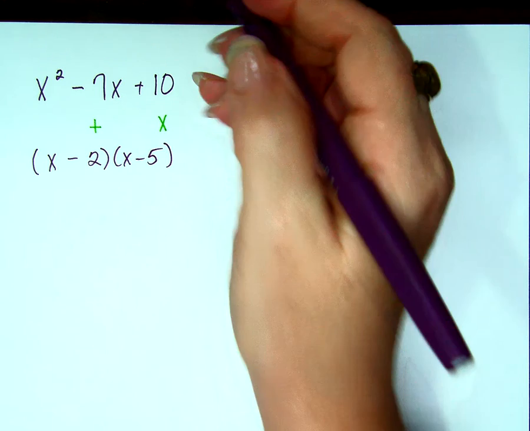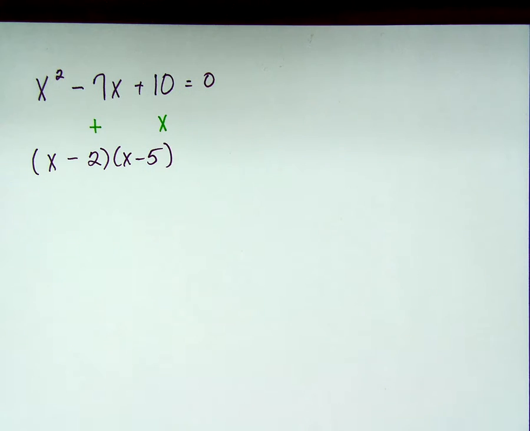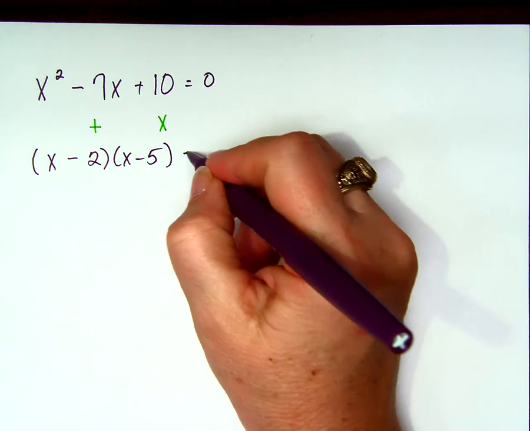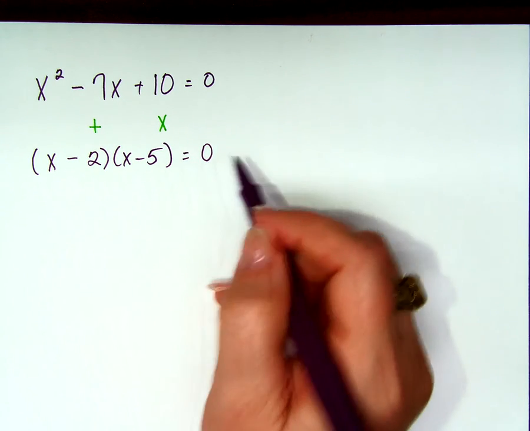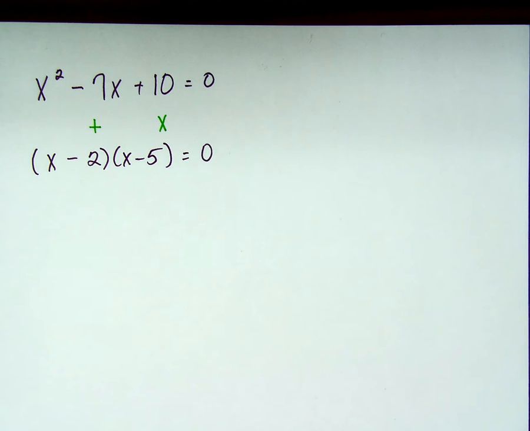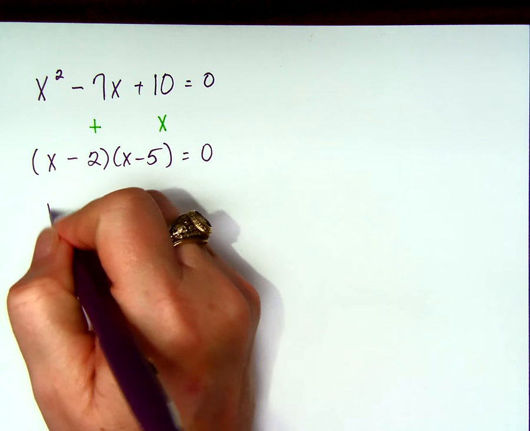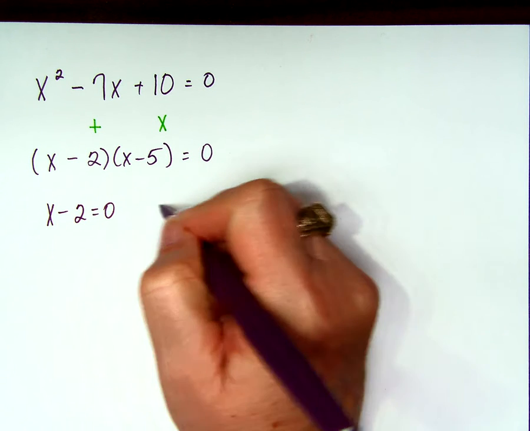Now, most of the time it'll equal 0. And if it doesn't equal 0, you're going to want to make it equal 0. Because then, if I have two things that multiply together and it equals 0, at least one of these has to be 0, right? Which one? I don't know either. So we just set them both equal to 0.